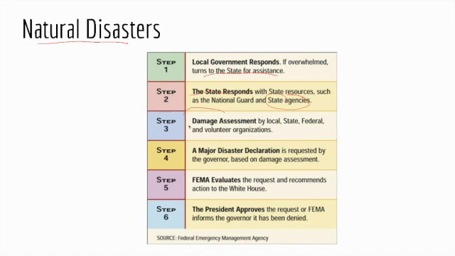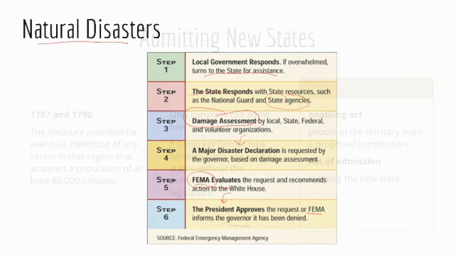Then if the damage is so much that local and state governments can't handle it, they start declaring a major disaster, and they have to declare it as a major disaster for the Federal Emergency Management Agency to step in, which is the federal government. And so then the White House makes a decision. The president approves because it's an executive department. And then they inform the governor. So if the governor is denied assistance, then that is it. If the governor is granted assistance, then FEMA steps in.